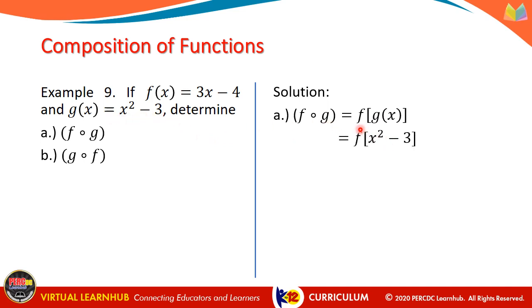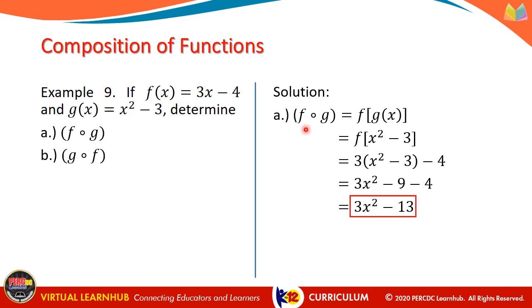So we can say that f of g of x is the same as f of x squared minus 3. Then, we just need to plug in x squared minus 3 in f of x equals 3x minus 4. So we will replace x here with x squared minus 3. That would be 3 times x squared minus 3 minus 4. Distributing 3, that would be 3x squared minus 9. And then we still have minus 4. Simplifying further, our answer would be 3x squared minus 13. That is f of g.